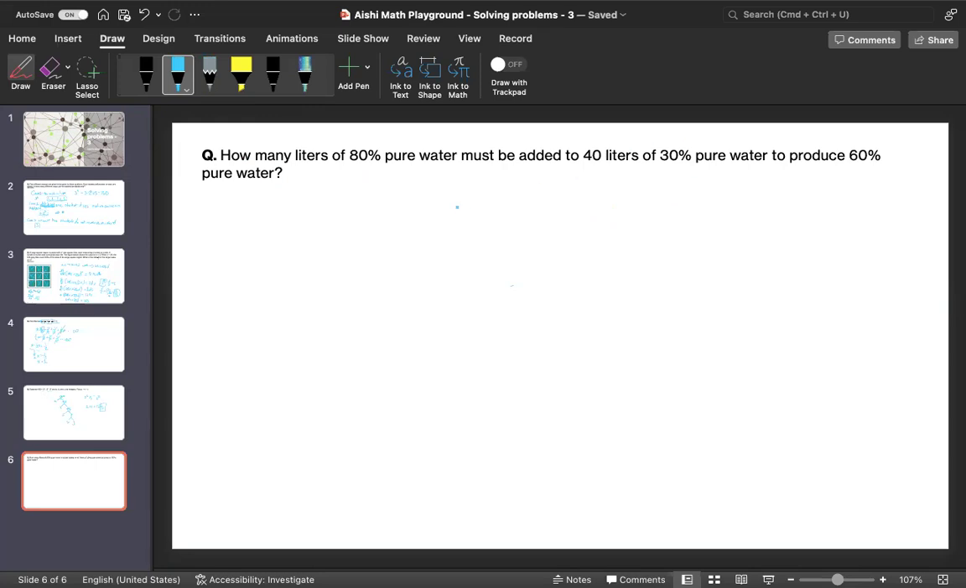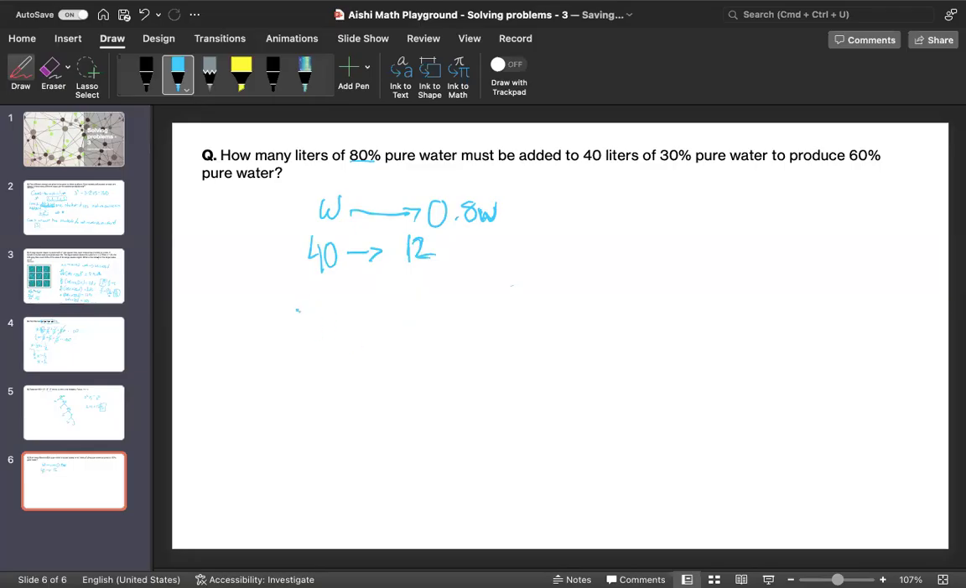Okay, so this seems like a pretty interesting question. So, it doesn't say how many liters of 80% pure water we have, so let's call it W liters of water. When we have W liters of water, we have 0.8 W liters of pure water, right? But when we have 40 liters of water, we only get 12 liters of pure water.